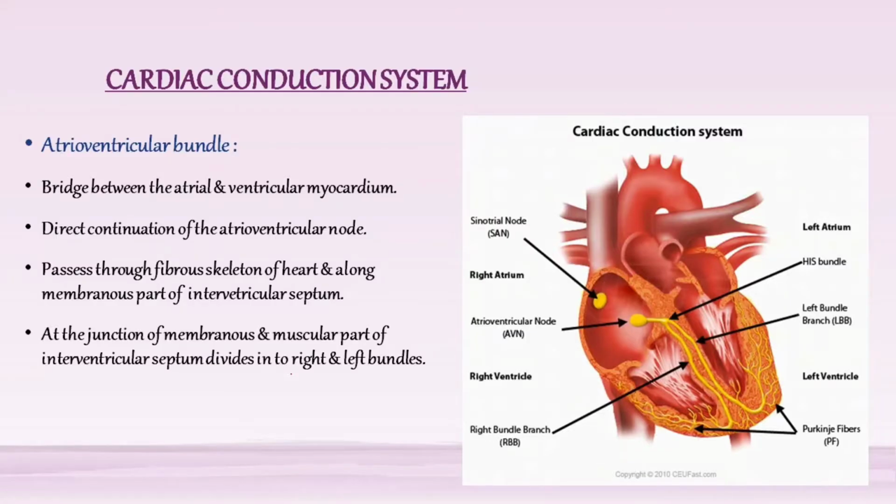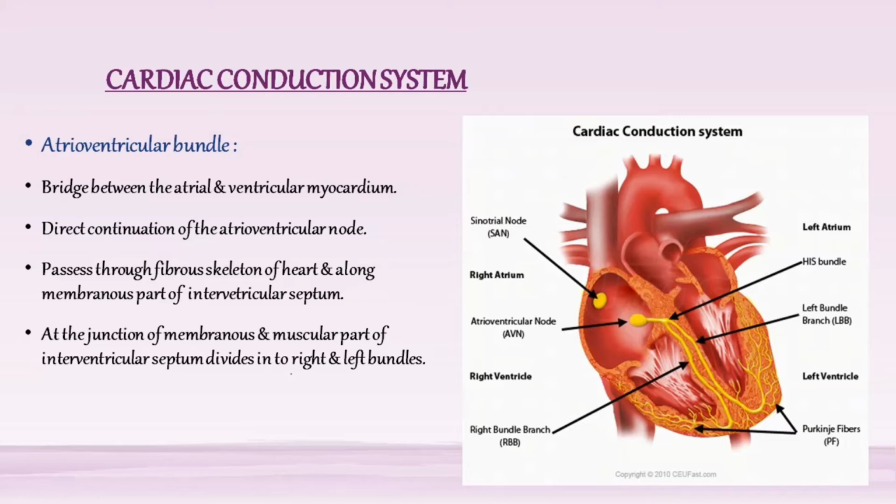Now the third component is the AV bundle. The AV bundle is the bridge between the atrial and ventricular myocardium. It is the only pathway of cardiac muscle that connects the myocardium of the atria and the ventricles, and it is the only route along which cardiac impulses can travel from the atria to the ventricles. So the cardiac impulses from the atria to the ventricle pass through the atrioventricular bundle.